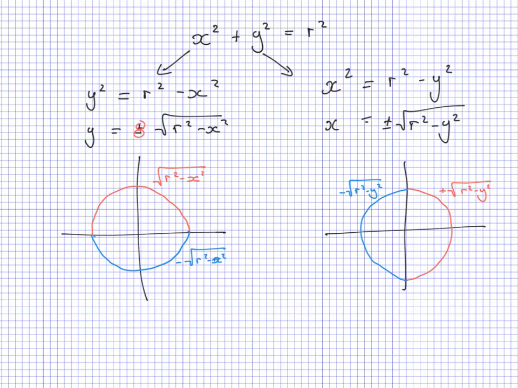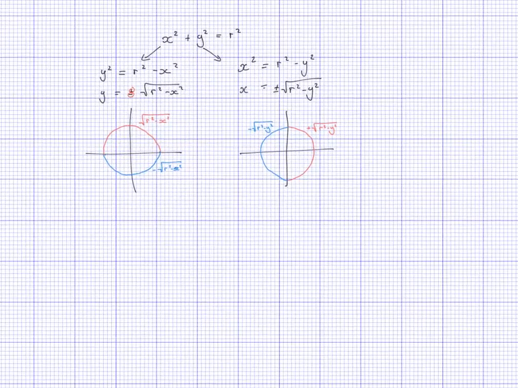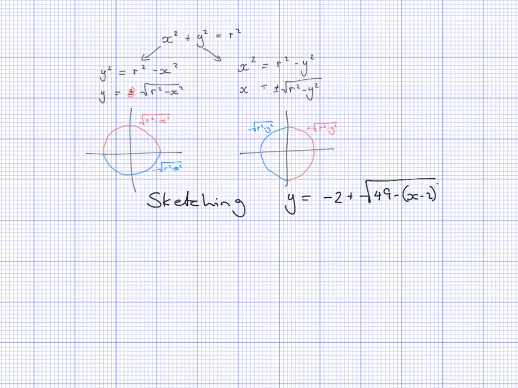All right, notice that in those equations r squared stays the same as the radius, it's still written as r squared. So we'll put that to the side and we'll have a quick look at an example of a question like this. This one is about sketching this graph, and it's y equals minus 2 plus root 49 minus x minus 2 squared.